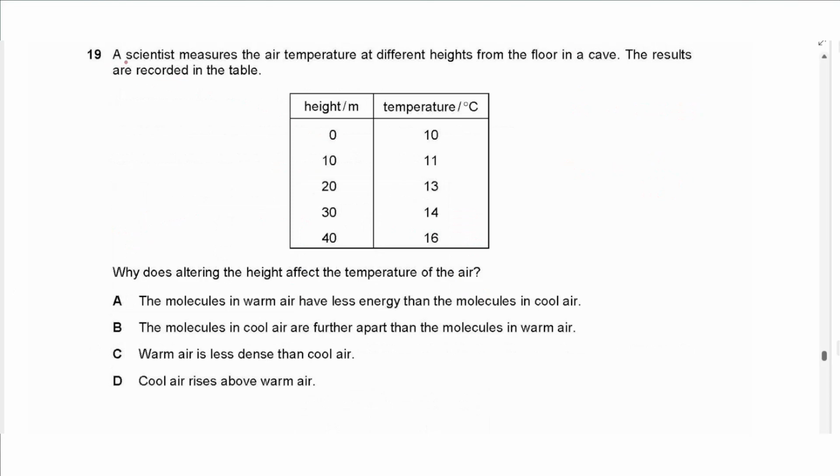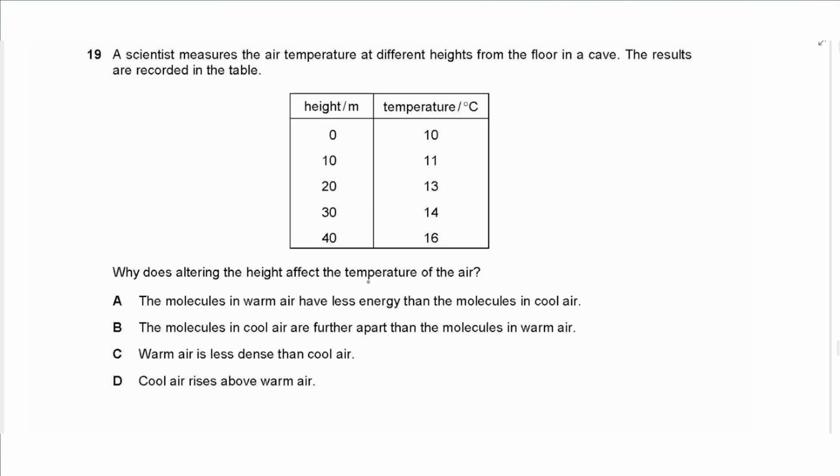Question 19 says, a scientist measures the air temperature at different heights from the floor in a cave. The results are recorded in the table. When it's 0, it's 10, 10 gives 11, 20 gives 13, 30 gives 14. So it appears that as you move upwards, the temperature rises. Why does altering the height affect the temperature of the air?